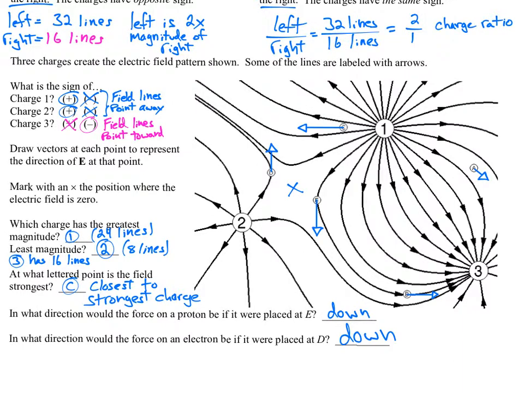At point D, if we put an electron here, an electron will move in the opposite direction of an electric field. So instead of going up, an electron would move down at point D. All right, next page.